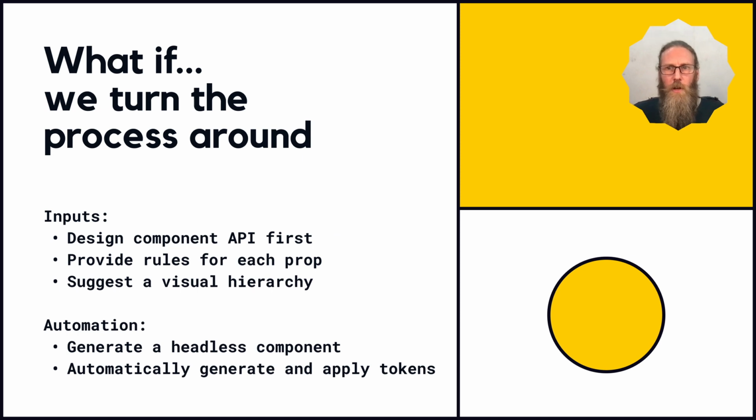So what if we could follow a similar process in design and basically turn the design process around a bit? So what I imagine is we have part of that as inputs. So we first design the component API. We provide some rules for each of these props. And of course, we will need to suggest some visual hierarchy. How should the component be structured in Figma? And then what if we could have a piece of automation that would generate a headless component. And with a headless component, I mean a component that has all the definitions in terms of tokens defined, but that does not have styles yet, that we still have to do.